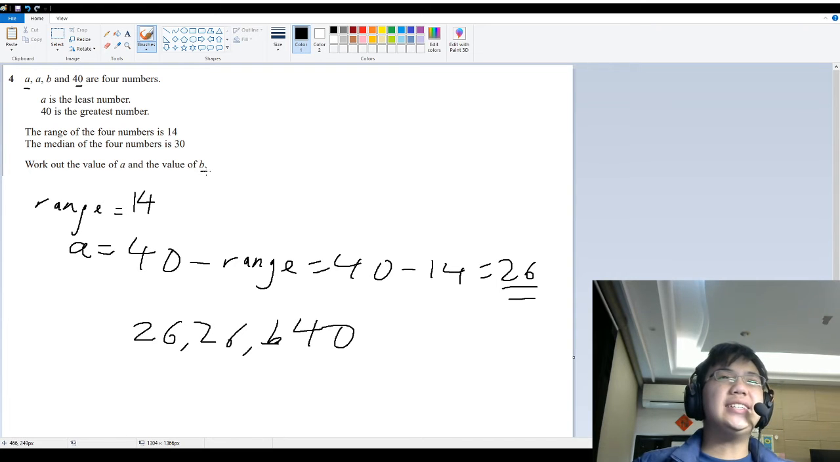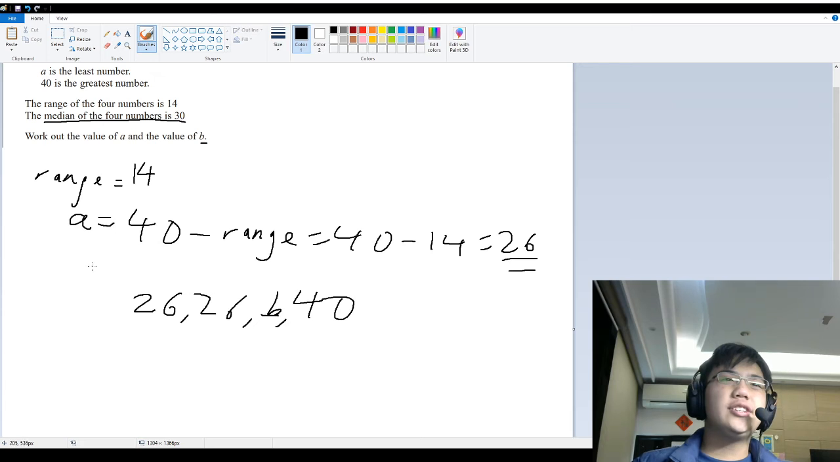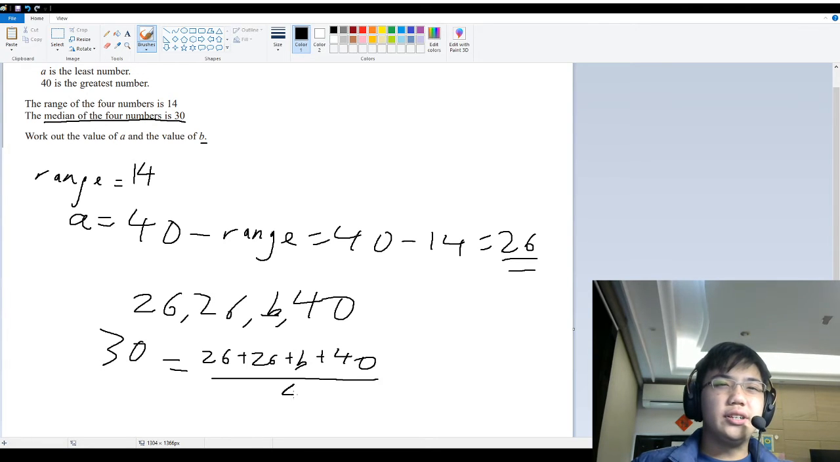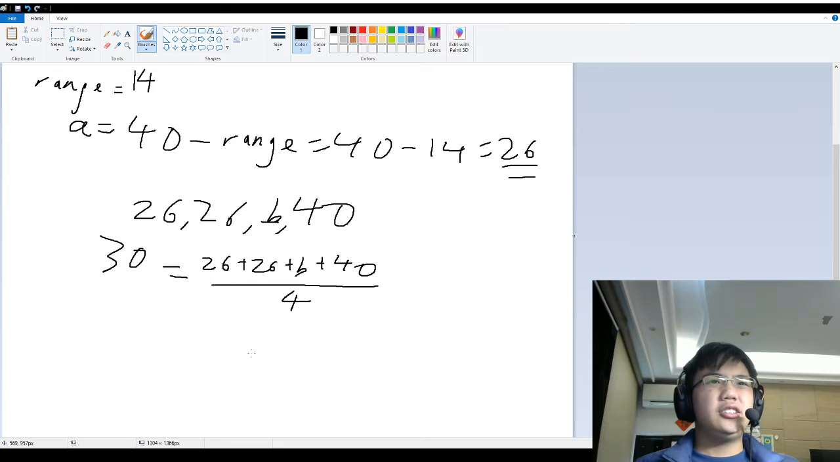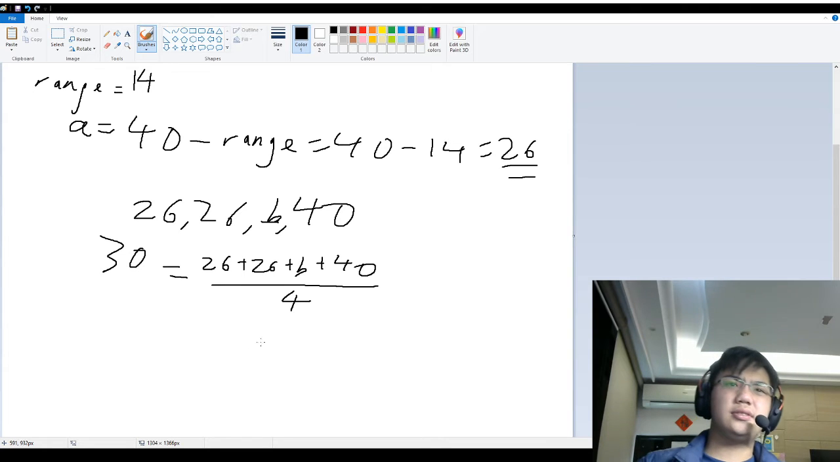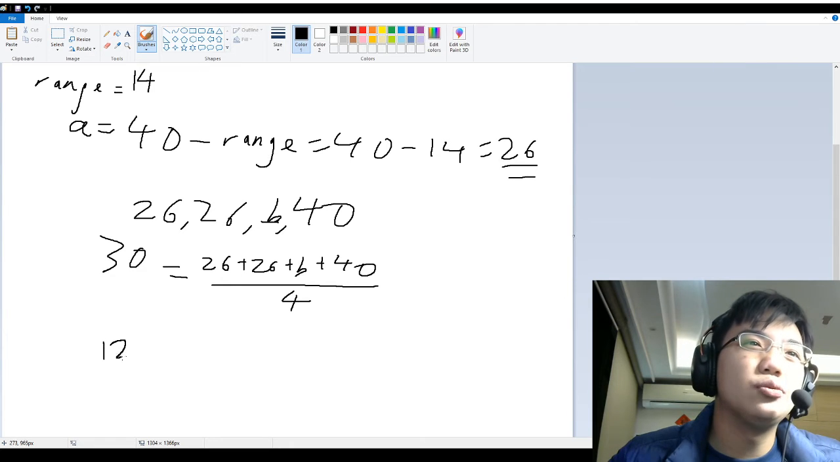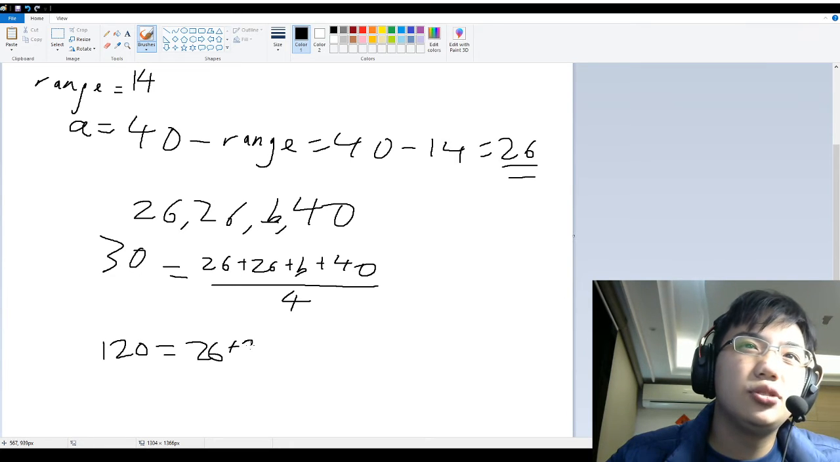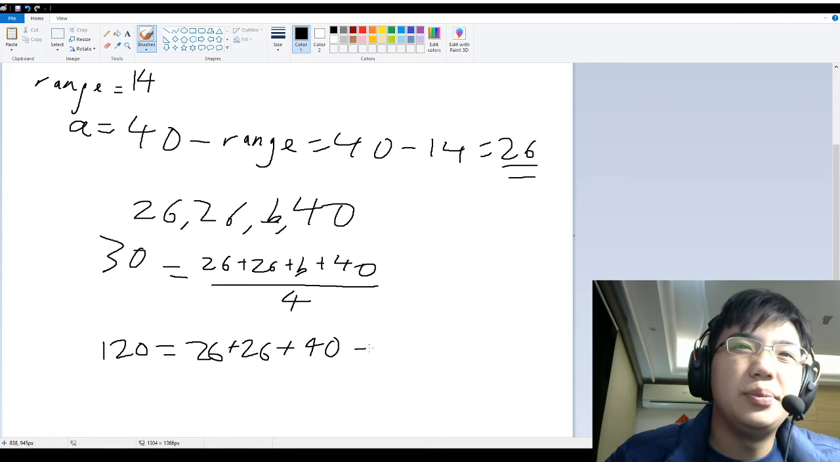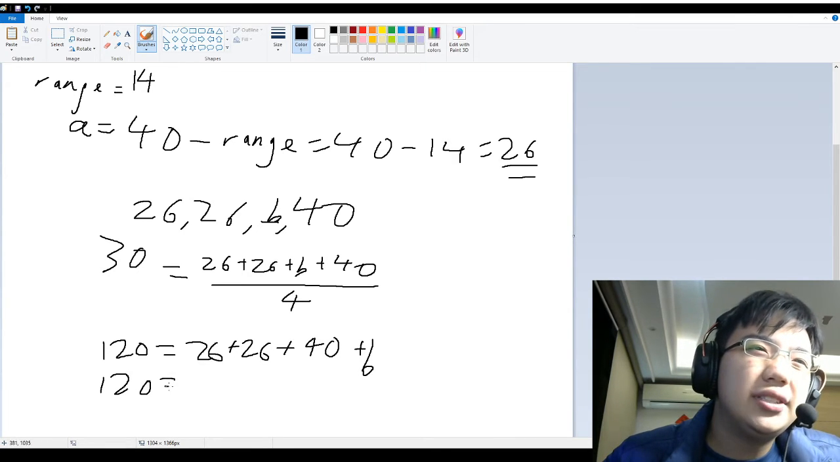But we still don't know what B is yet. So now we need to figure out the value of B. We need to use the median to figure out the value of B. We know that the median is 30, and that equals 26 plus 26 plus B plus 40 over 4, as the median is a way of saying all of the numbers added together and divided by the number of numbers. So rearranging this equation to solve for B, we get 120 equals 26 plus 26 plus 40 plus B.